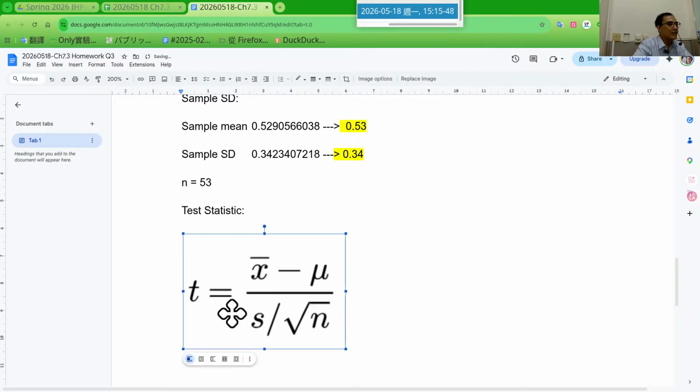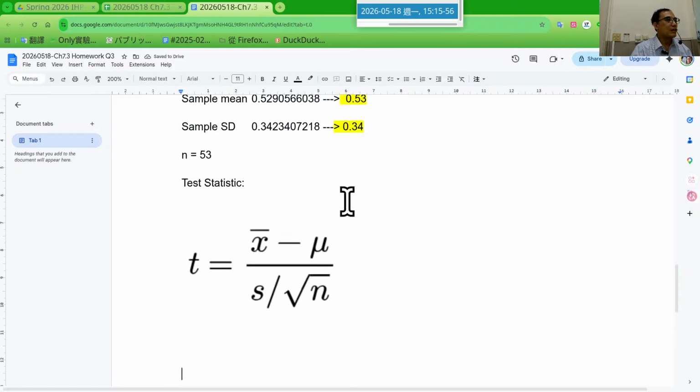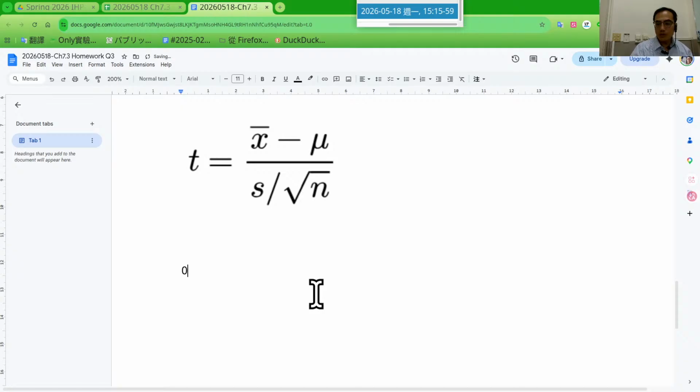The T equals X bar minus mu, divided by S over the square root of n. X bar minus mu, we know that. X bar is 0.53, minus mu. What's mu? Mu is 1.0. And divided by S. S is also divided by the square root of n. S is 0.34.